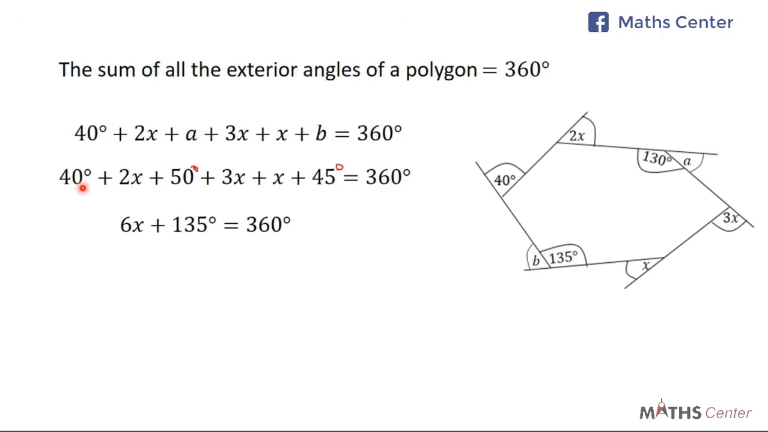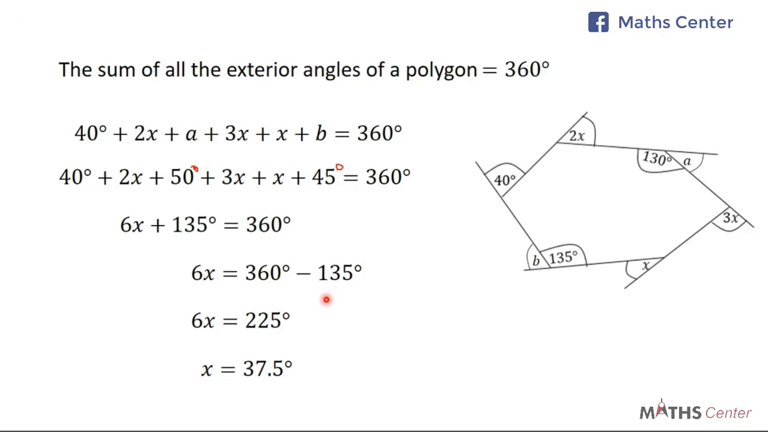So 40 degrees plus 50 degrees plus 45 degrees will give us 135 degrees. 2x plus 3x plus x is 6x. So we have 6x plus 135 degrees is equal to 360 degrees. 6x is equal to 360 degrees minus 135 degrees. So 6x is equal to 225 degrees. You divide both sides by 6 and x is 37.5 degrees.